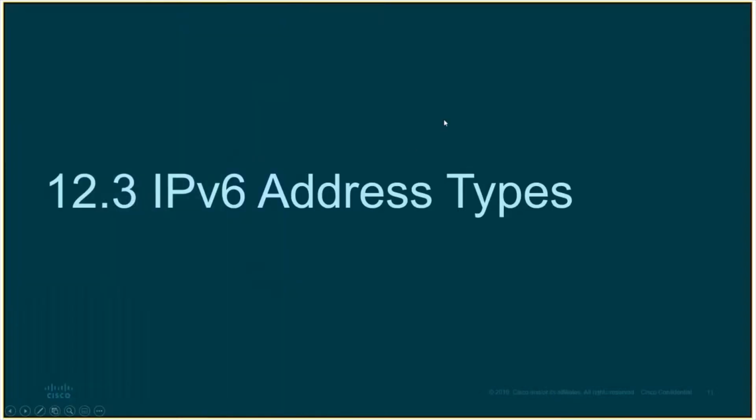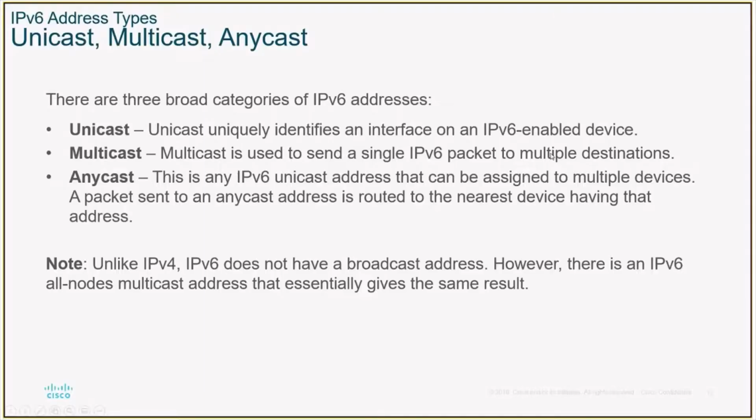All right, so there are different IPv6 address types: Unicast, Multicast, and Anycast. Unicast is much the same as a unicast address with IPv4, and so it uniquely identifies an interface on an IPv6 enabled device. A multicast is used to send a single IPv6 packet to multiple destinations, again the same as a multicast in IPv4.